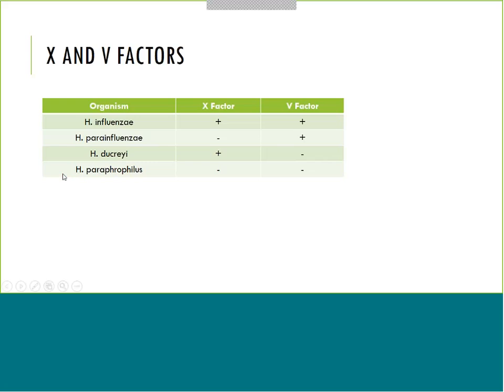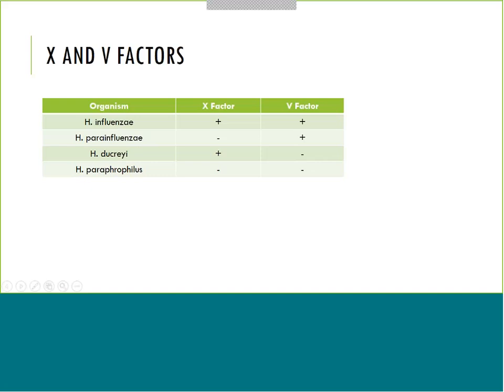Now, I will give you a little trick. I always remember that influenzae always needs both X and V. It's my main pathogen out of the four. The way that I remember the ducreyi and the parainfluenzae part is that I know Haemophilus ducreyi is an STD. And so whenever you think XXX, the triple X, you always think porn shops, and that kind of goes with STDs. So that's how I always remember ducreyi needs just the X factor. And then I know parainfluenzae is the opposite. So that's how I keep them all straight in my head.